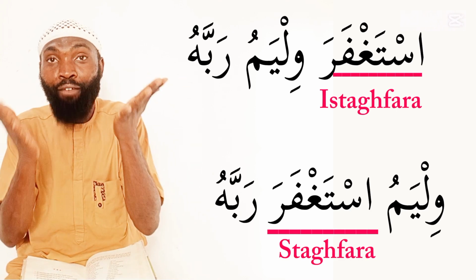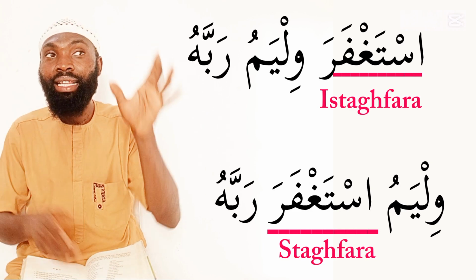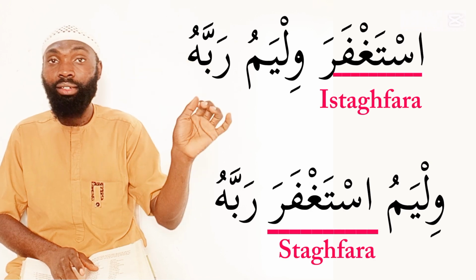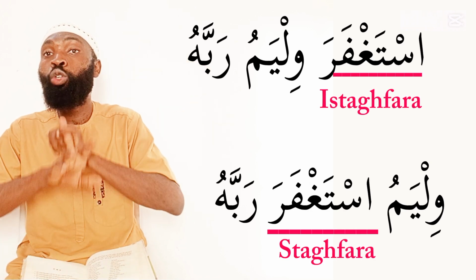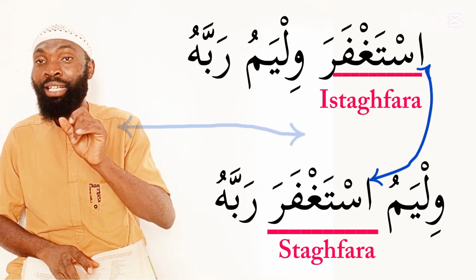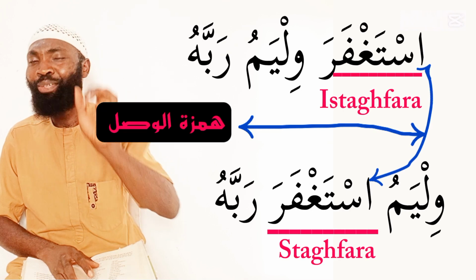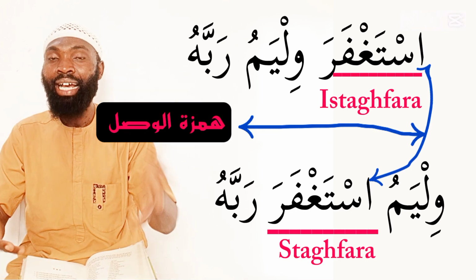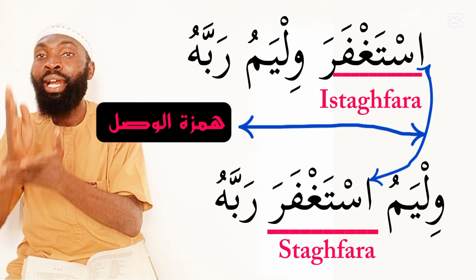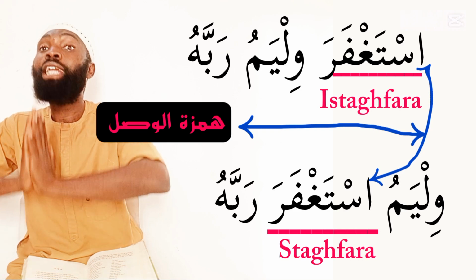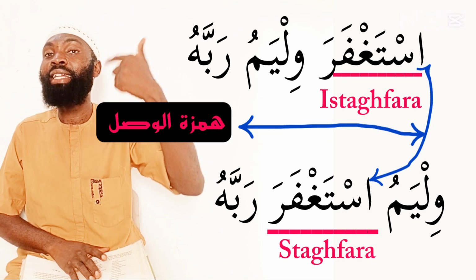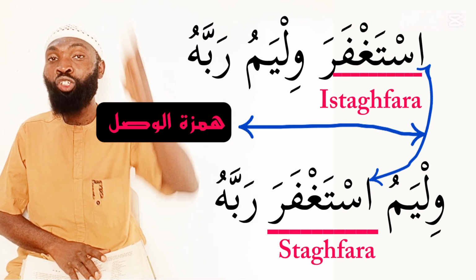Now, from what you have just heard, we can conclude that this type of hamza which begins these words, sometimes it would be pronounced, while sometimes it would not be pronounced. This type of hamza is called hamzatul wasl, the connecting hamza. You may have heard this before. It is only pronounced when it appears at the beginning of a word or at the beginning of a sentence. However, if it appears in between a sentence and another, then the hamza will be dropped.